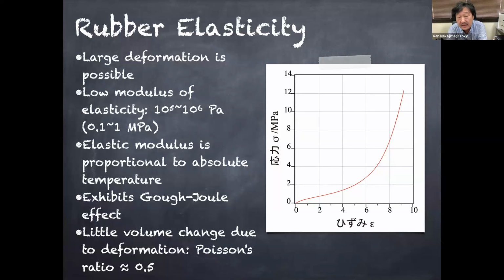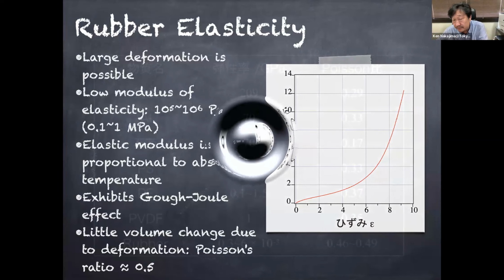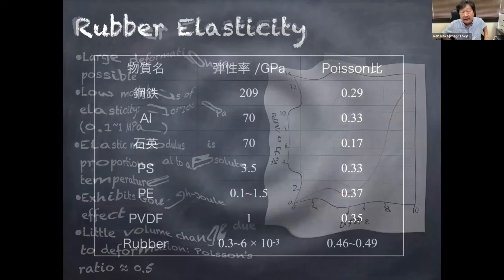When you stretch, of course it becomes longer in the elongated direction, but it gets thinner in the opposite directions. And as a result, the volume doesn't change. If we use a technical term, then Poisson's ratio is nearly equal to 0.5. I will explain it later.